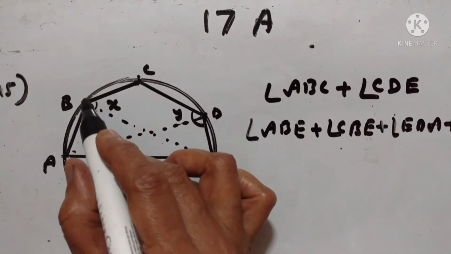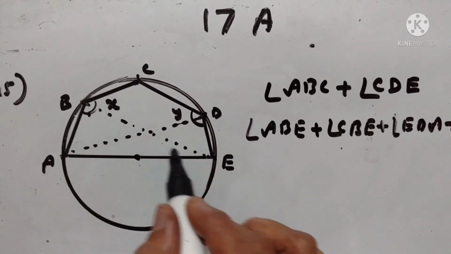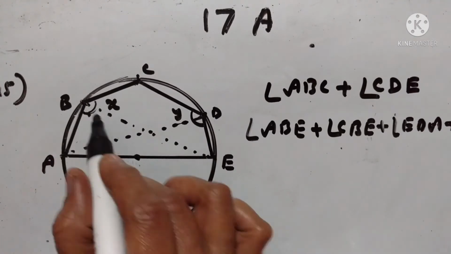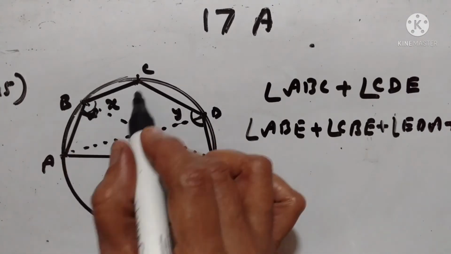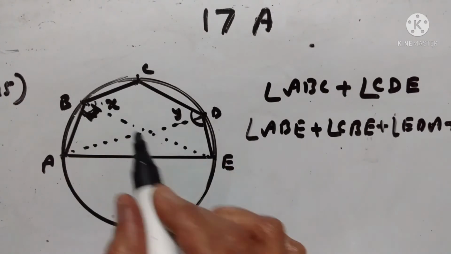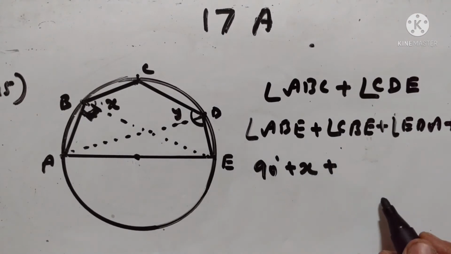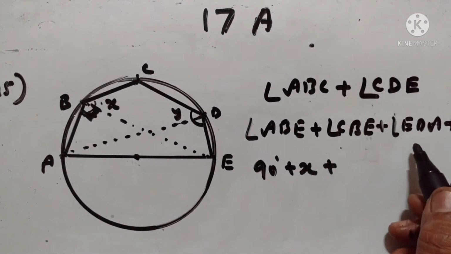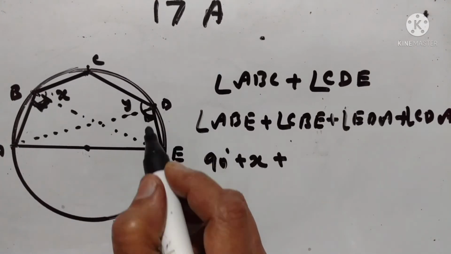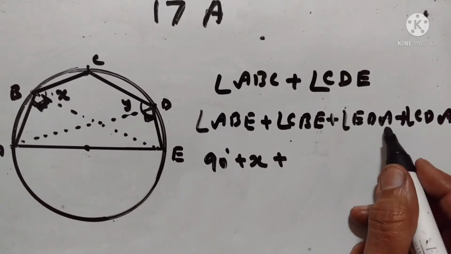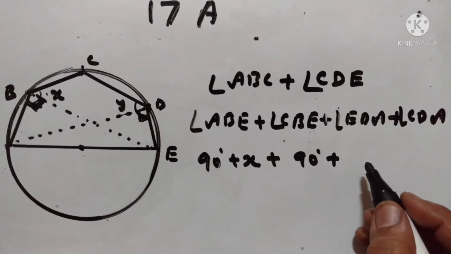Now angle ABC is equal to 90 plus X. Why 90? Angle ABE is an angle in the semicircle, therefore angle ABE is equal to 90 degrees. So angle ABC is equal to 90 degrees plus X, where angle CBE is equal to X. Similarly, angle EDA is equal to 90 degrees, angle in the semicircle. So angle CDE is equal to 90 degrees plus angle CDA, which is Y.